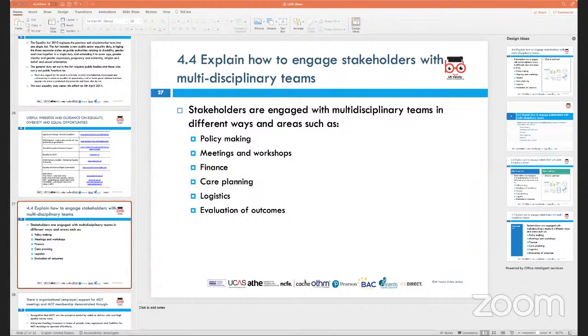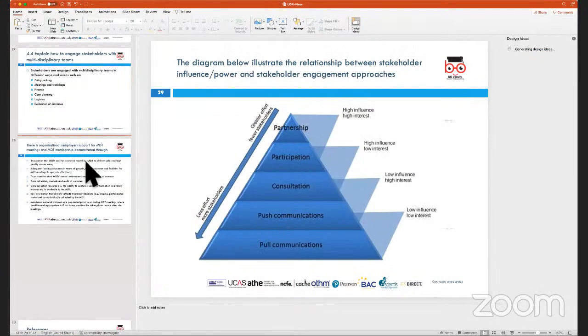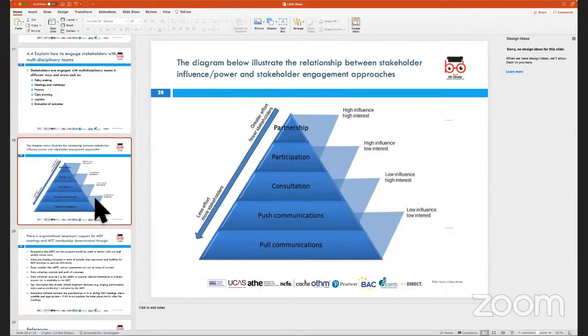Care planning, which has to be done, logistics side of things, and obviously evaluation of outcomes, which is done through, say, various agencies. So in these cases, what I would say is when we talk about stakeholders and their role, this is what we need to be able to understand very clearly, that is what we mean by stakeholders.